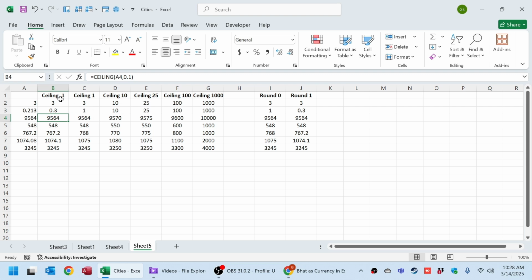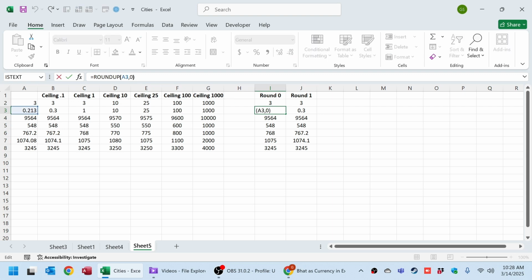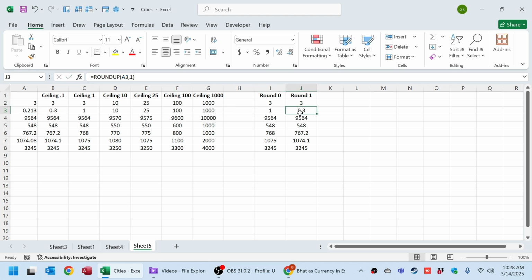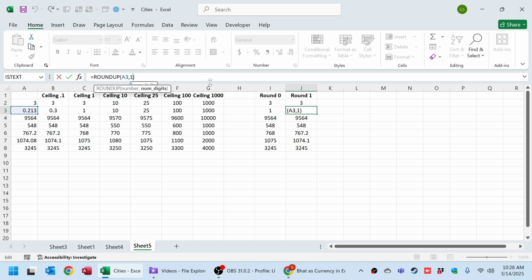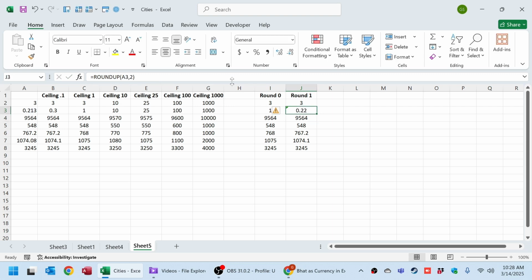What's nice about this is that both of these functions are very similar to what you'd find in the round function. Here I have ROUND, and you can do it to the number of digits that you want. They call this num digits. Here I've got 0, so essentially it's saying go to the next whole number. And here I've got 1 digit, or I could do 2 digits like I did before. But that is how round is limited.